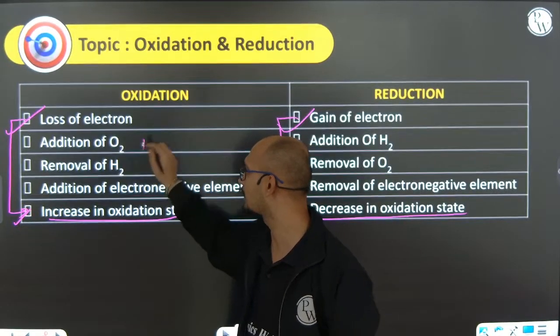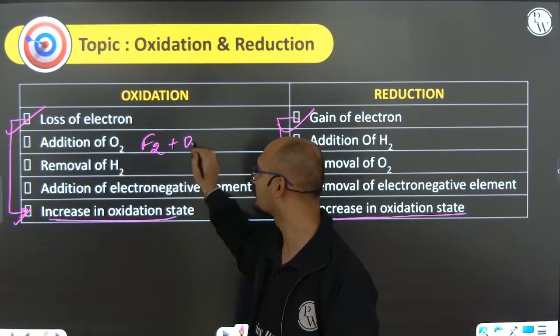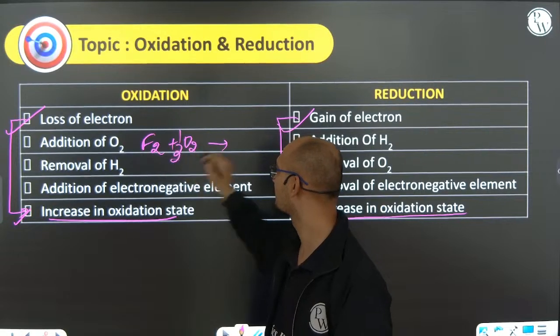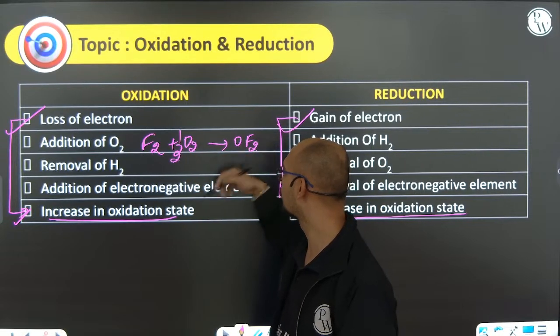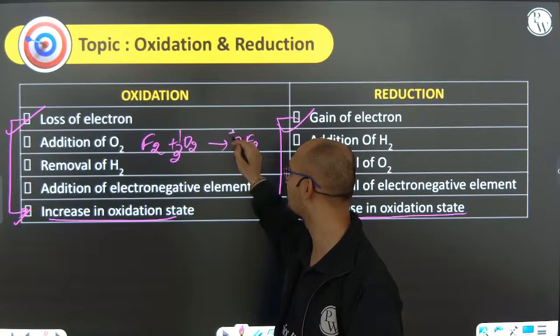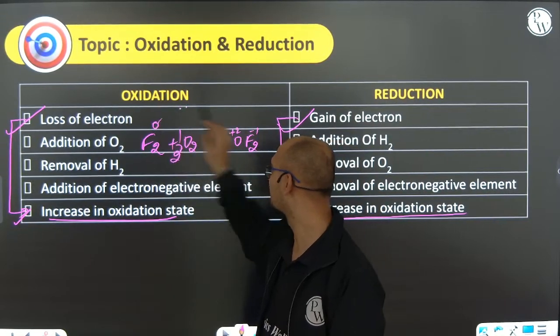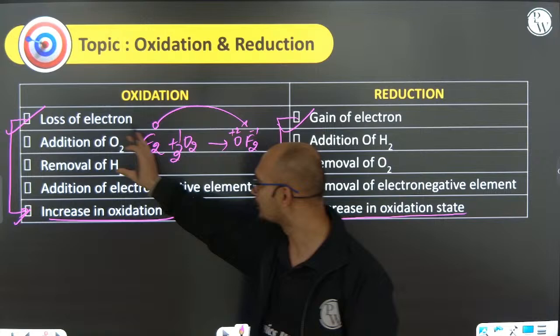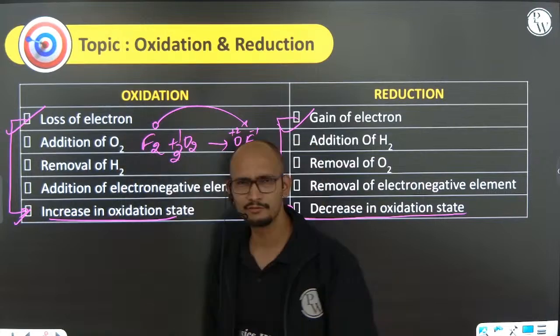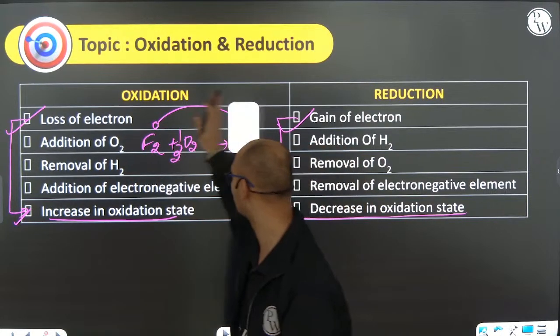But what about fluorine? If fluorine reacts with oxygen, it converts into OF2 or O2F2, whatever it is. So here oxygen is +2, fluorine is -1. Fluorine was 0 and is going from 0 to minus. So no, addition of O2 is not at all a generalized thing that you can go with.